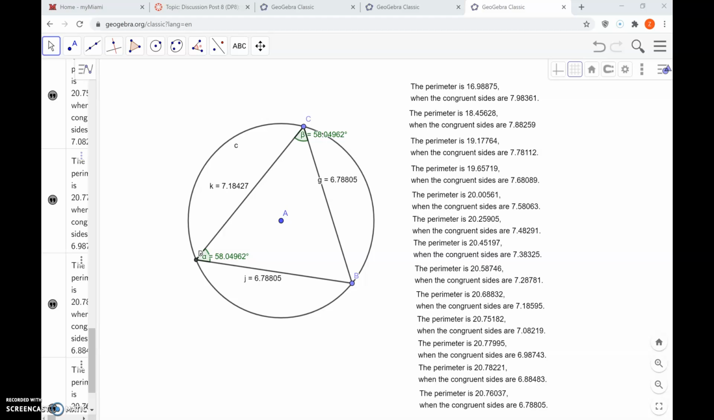So here, I decided to use problem number 3, the circle with radius 4. You were supposed to construct the largest possible isosceles triangle inside of that circle.